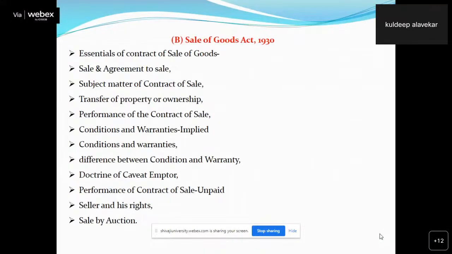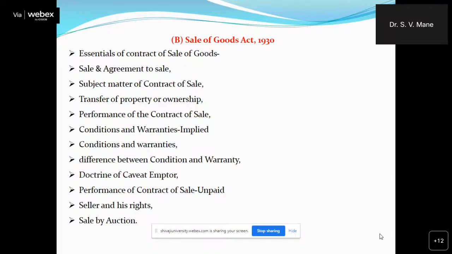PPT दिसते. Okay. In the last session, we discussed the Indian Contract Act 1872 of the first unit, that is Law of Contract and Sale of Goods Act, A part. In this session, we will discuss the Sale of Goods Act 1930, which is the B part of this unit. So, what is the Sale of Goods Act?